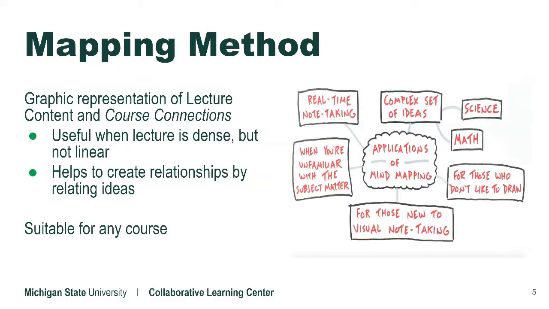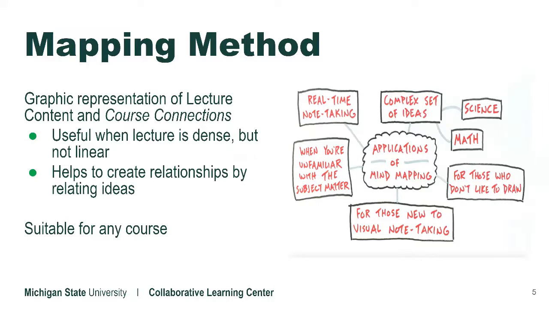Next is the mapping method. This is a graphic representation of lecture content and course connections. This is useful when the lecture is dense but not necessarily linear, and it helps to create relationships by relating ideas. This is really suitable for any course, but it requires that you take all the ideas you've learned and connect them. So if you have a class that jumps around a bunch of different topics, but it all relates to one central idea, this is a good place to use the mapping method. It's also a good way to study your notes or create notes that are easier to study from, because you can take things that are written in the outline method or things that you have written on the slides and make course connections with them.